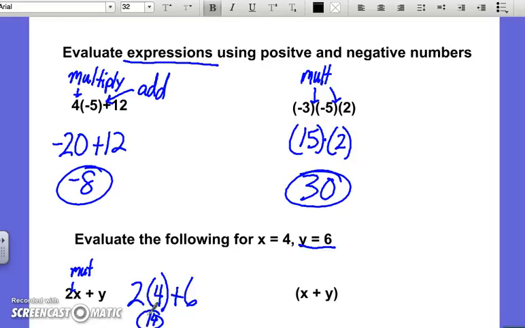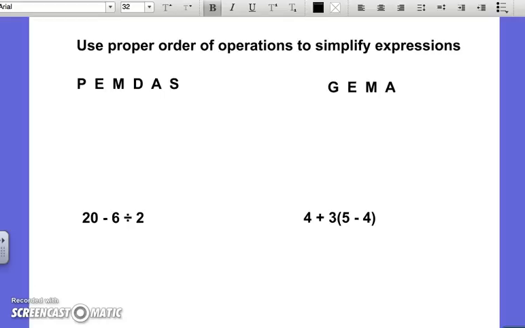Over here, notice it says x plus y. Let's go ahead and add something to this. Let's make it x plus y squared, a little more interesting. We know that x is 4, y is 6. So really this says 4 plus 6, and then we're going to square this just to make it more fun. 4 plus 6 is 10. To square it means to multiply it by itself. So that means 10 times 10, which is 100. So there, our first one, evaluate expressions using positive and negative numbers. Done, checked it off, we're good to go.